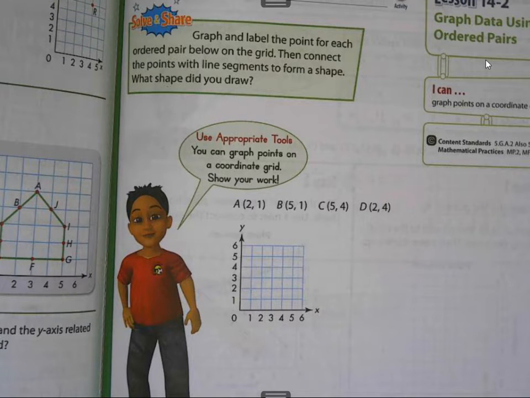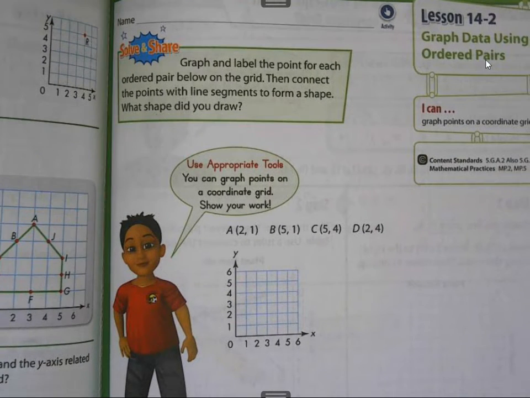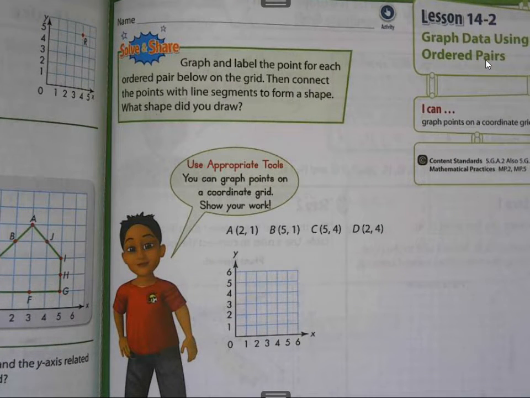So I'm going to start with the solve and share problem on page 569. We are going to graph and label the point for each ordered pair below on the grid. Then we're going to connect the points with line segments to form a shape, and we're going to talk about what shape we drew. If you need to review some of your shapes, I have a short list of polygons that we put in your math journals last week. Thursday, you were to glue those in. I believe it's page 46 if you want to look at and review some of the polygons.